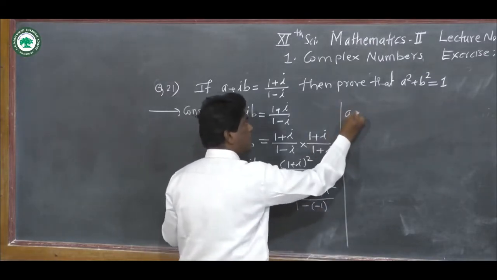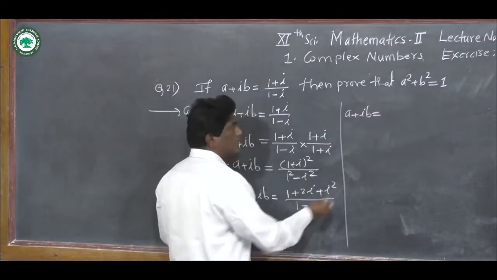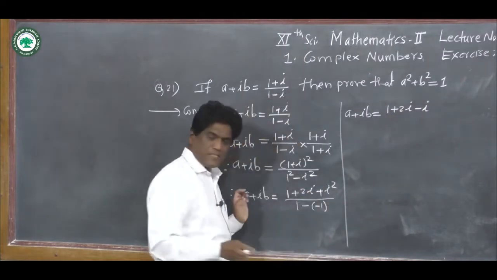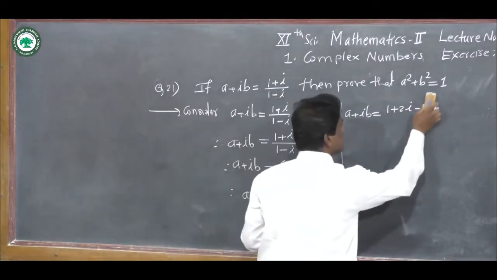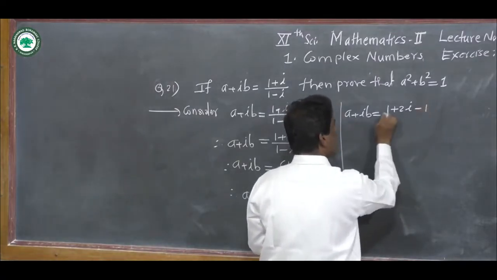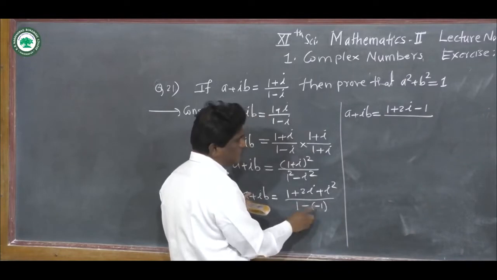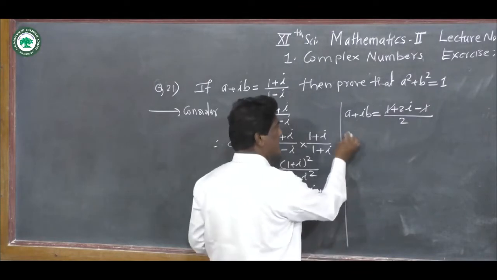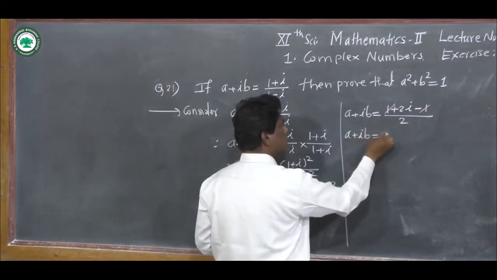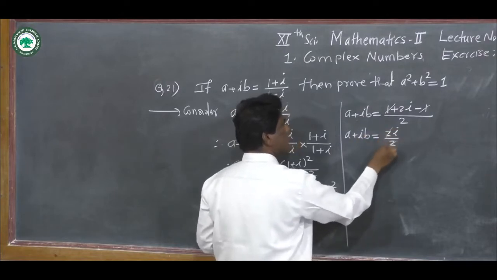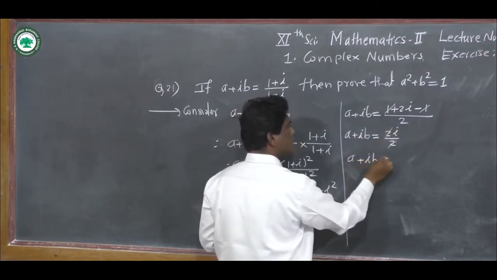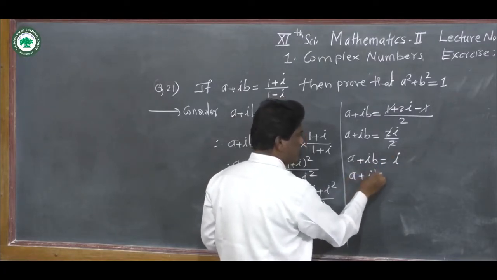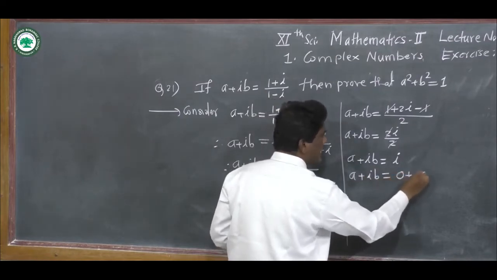So we get a plus ib is equal to 1 plus 2i minus 1, because we know that i square is minus 1, divided by 1 minus minus 1, that is 1 plus 1, that is 2. This 1 and minus 1 get cancelled, and therefore we get a plus ib is equal to 2i upon 2. This 2 and 2 get cancelled, so a plus ib is equal to i. We write this i as 0 plus i.